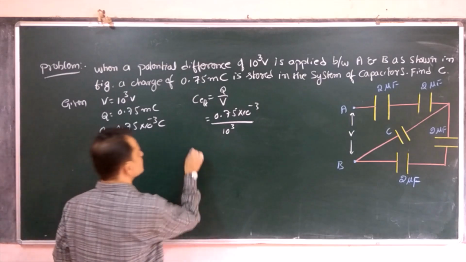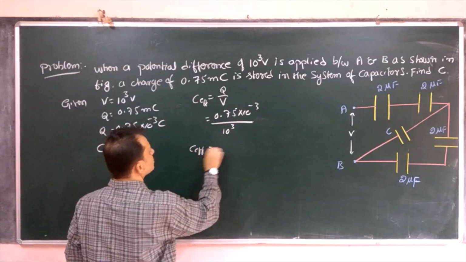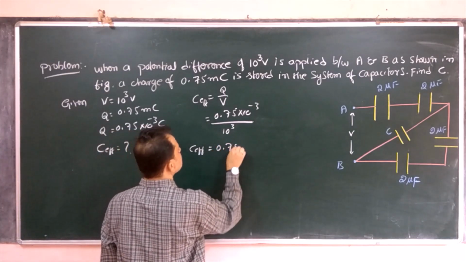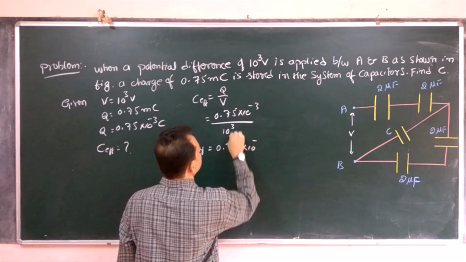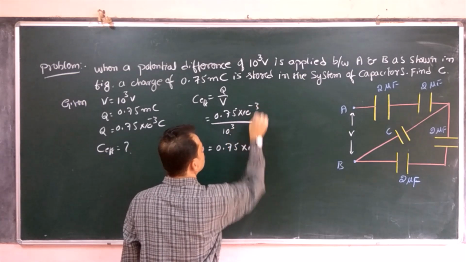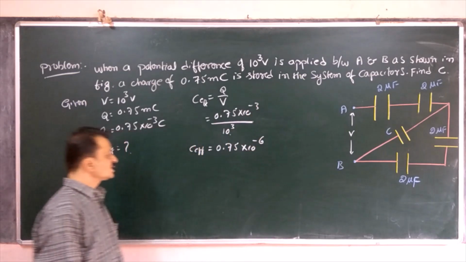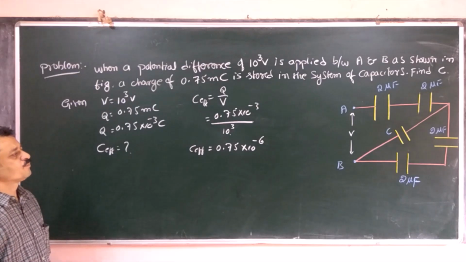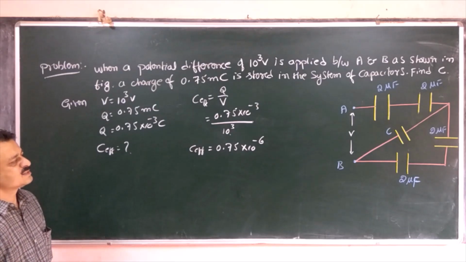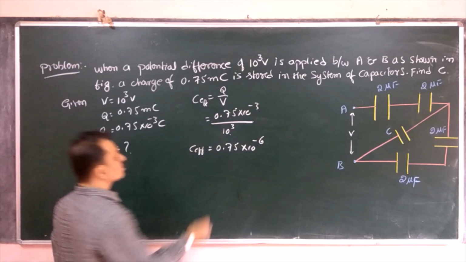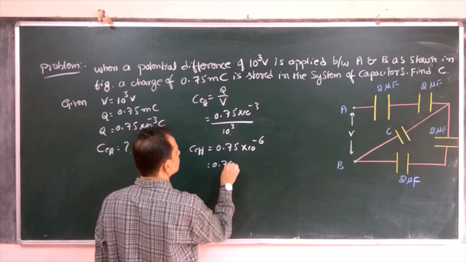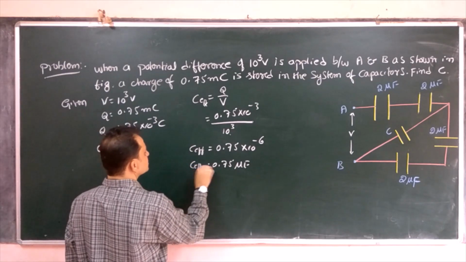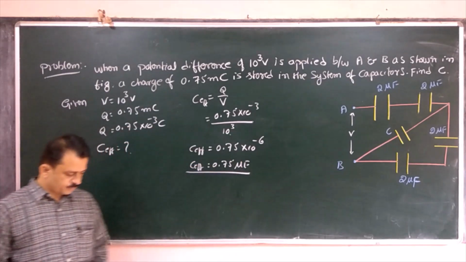Therefore capacitance C effective is equal to, just simplifying this one, it is 0.75 into 10 to the power of minus 3 minus plus 3, that is minus 6. Effective capacitance is 0.75 into 10 to the power of minus 6 farad, or 0.75 microfarad effective capacitance.